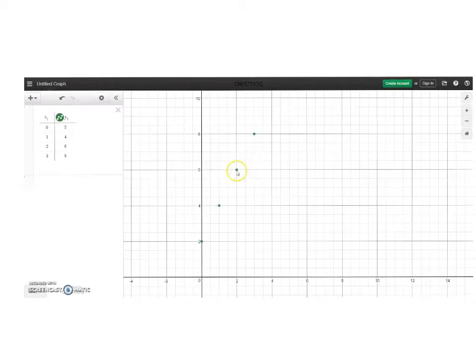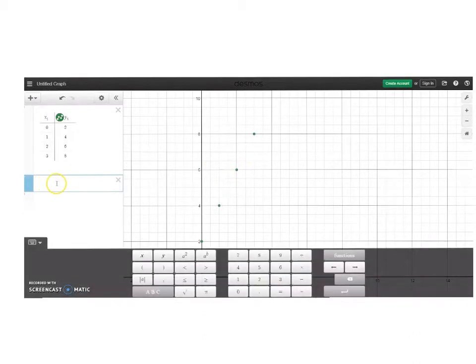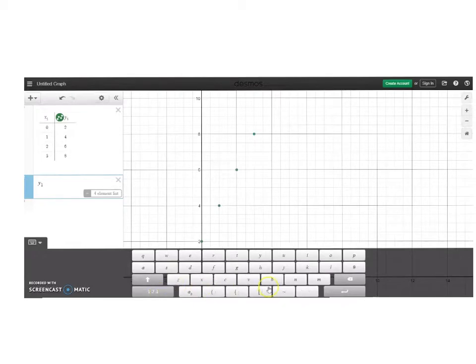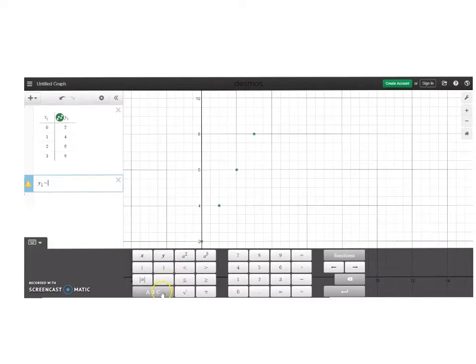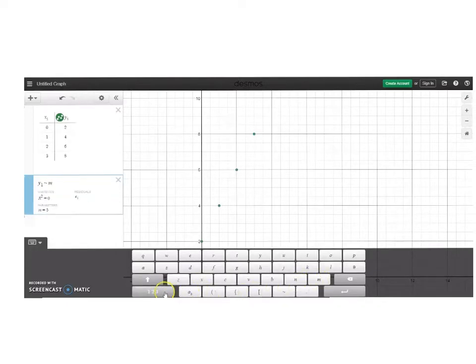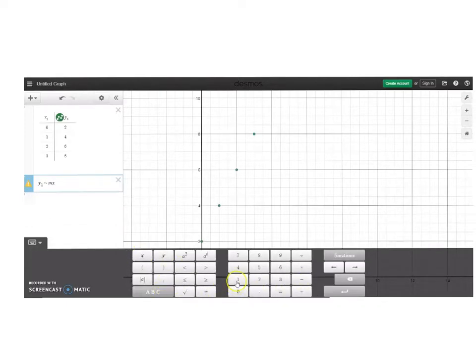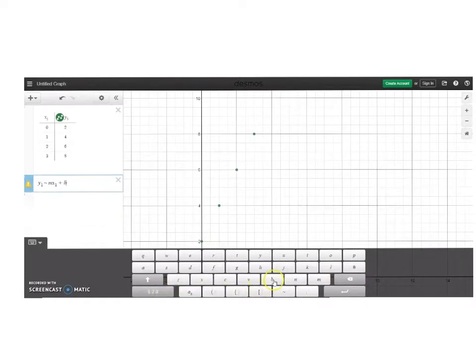To get a line of best fit, I'm going to go over here and I'm going to type in my linear regression, which was y1, and not an equal sign, but a tilde, which is right here, and then mx1 plus b. The reason I use y1 and x1 is because those are the values in my table.